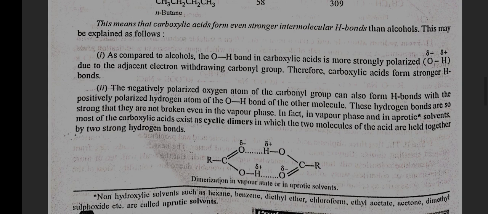The hydrogen bonds are so strong that they are not broken even in the vapor phase. In fact, in vapor phase or in aprotic solvent, most of the carboxylic acids exist as cyclic dimers in which the two molecules of the acid are held together by two strong hydrogen bonds.